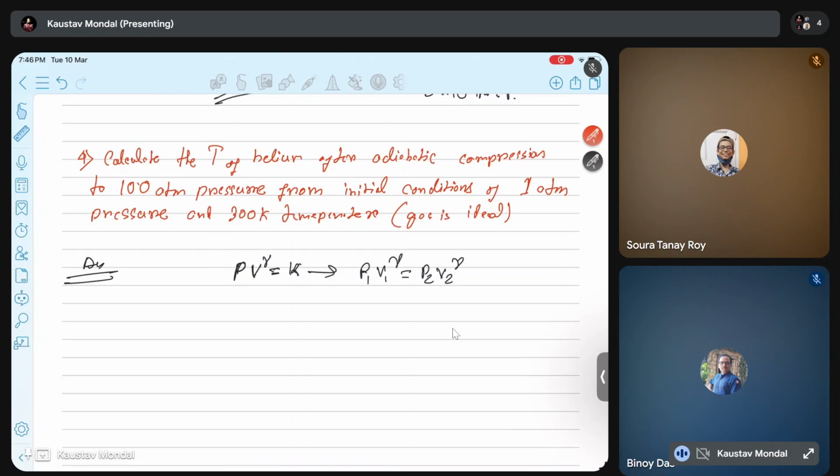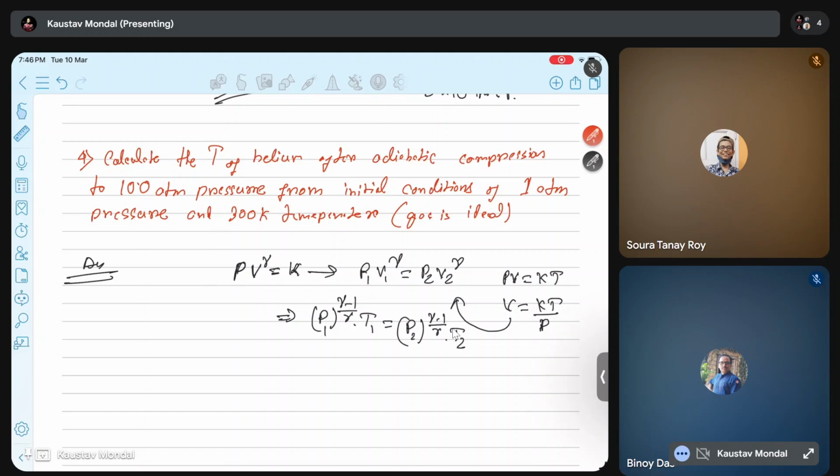Now we can substitute PV equals kT. Since this is in terms of temperature, you can write the volume in terms of temperature, so V you can write as kT by P. If you substitute this here, then this equation will become P1 to the power gamma minus 1 by gamma into T1 equal to P2 to the power gamma minus 1 by gamma into T2.